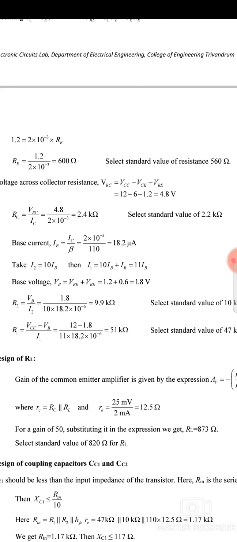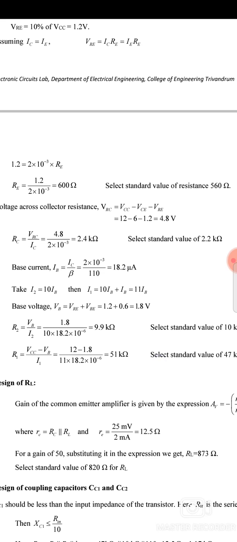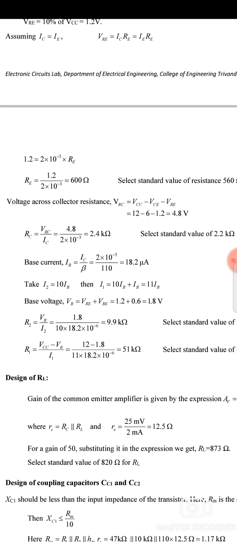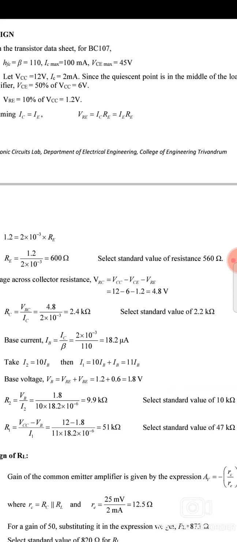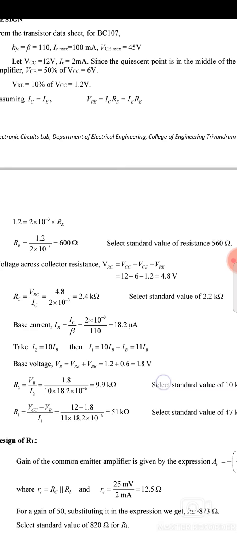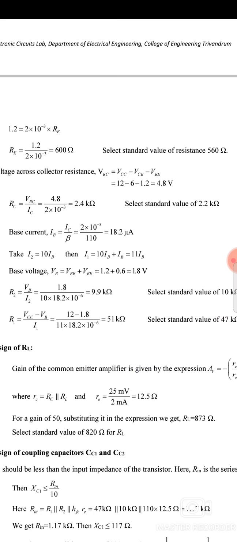Next, the base current. How do we get the base current in the amplifier circuit? IB is equal to IC by beta. The current amplification factor beta is equal to output current by input current. In the diagram, output current is IC and input current is IB. So from that equation, base current IB is equal to IC by beta, which is 2 into 10 power minus 3 by 110, equal to 18.2 microamps, right? Next, take the I2 value.